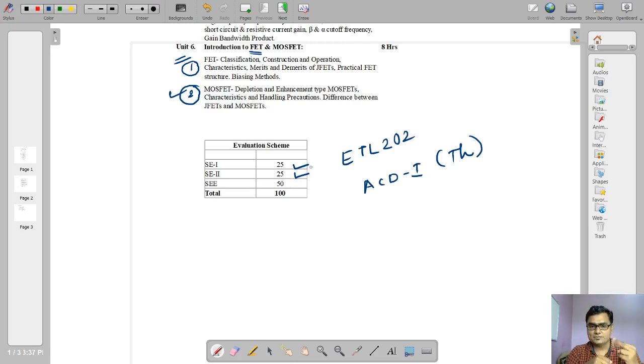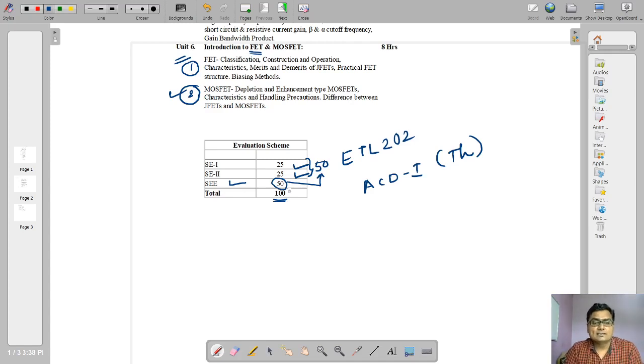Now this 25 plus 25 means they contribute a total of 50 marks in your exam. And then finally SEE, or semester end exam, which is your final theory exam, holds 50 marks. So this 50 plus this 50 will be 100. So you are going to face this ACD1 for 100 marks.